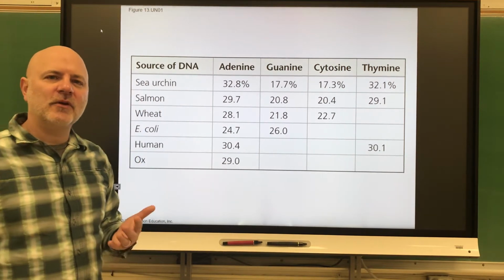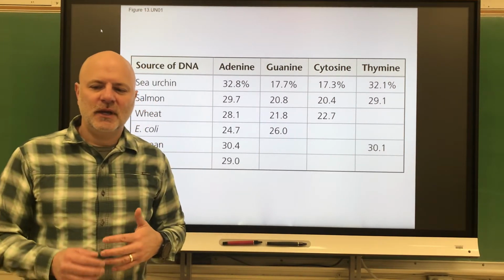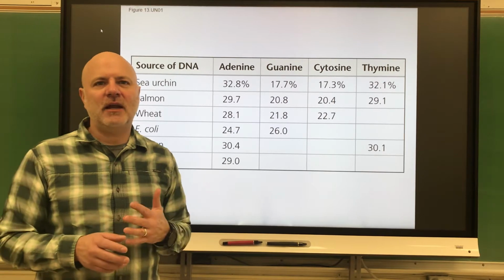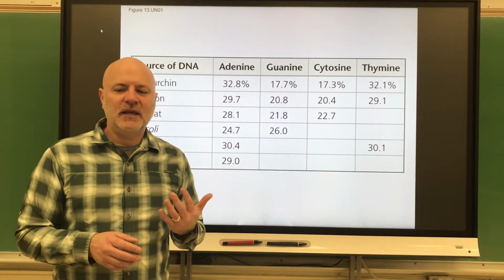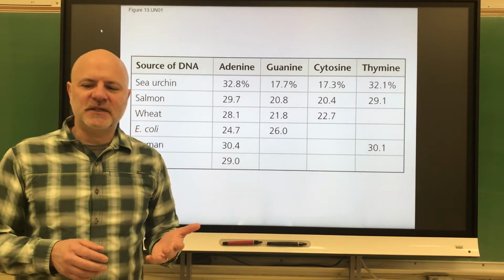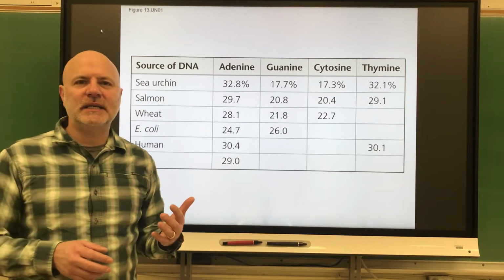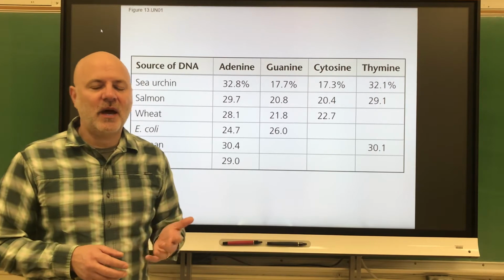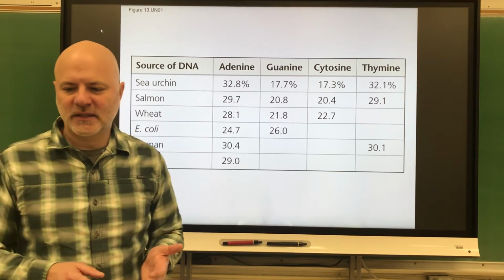So he came up with what is known as Chargaff's rules. In that, the amount of adenine, guanine, cytosine, and thymine in DNA varies from species to species. But in each species, the amount of adenine always equals the amount of thymine, and the amount of guanine always equals the amount of cytosine.